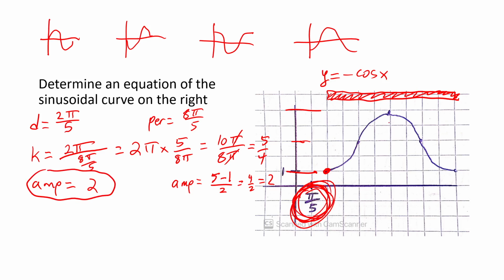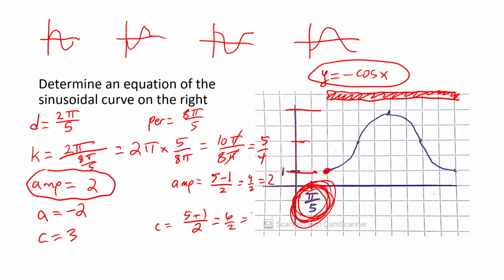But keep in mind that we're talking about y equals negative cos x. So that means the a value will be negative 2. And finally, the c value, the y value of the axis of symmetry, well, that's halfway in between the max and min points. So we can see just by observation that c equals 3. But if you don't like doing it that way, then you can tell yourself that c is always going to be the maximum y value plus the minimum y value all over 2. 6 over 2 equals 3.